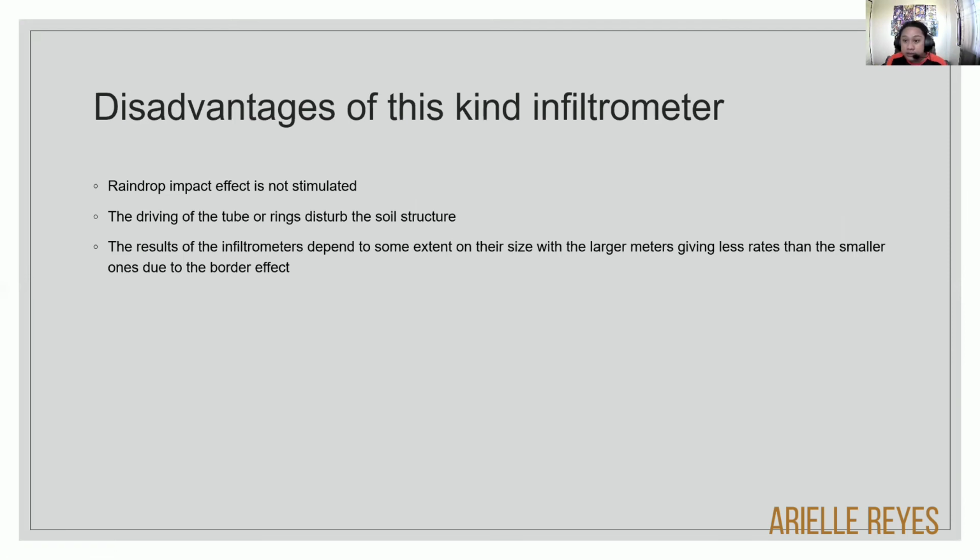So there are disadvantages of this kind of infiltrometer. First, raindrop impact effect is not simulated. Second, the driving of the tube or rings disturbs the soil structure. And lastly, the results of the infiltrometers depend to some extent on their size, with the larger meters giving lower rates than the smaller ones due to the border effect.